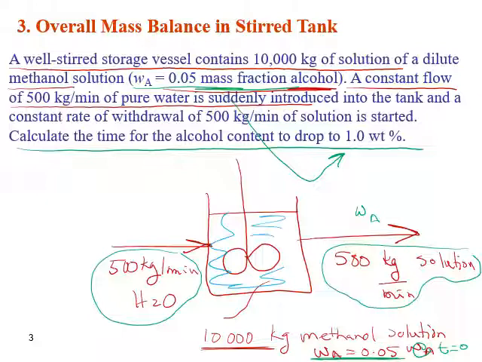So I can say that the concentration here is WA, and this is constant. I mean, this is the start. This is where we started the concentration at the beginning, at t equal to 0, let us say. So he's asking then to calculate the time for the alcohol content to drop to 1% by weight. So I started with 5%. I want the time so that this 5% will drop to 1%.